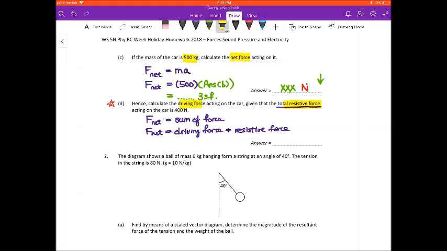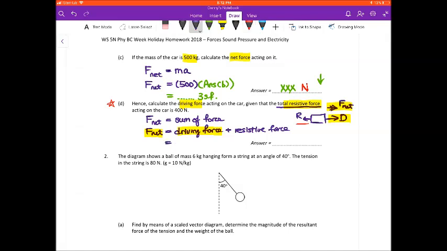If you ask me, the resultant force and the driving force are definitely in the same direction because your car is moving forward. So you will have your driving force and then your resistive force. Your F net and your driving force are in the same direction, so both are positive. How about your resistive force? Your resistive force here is in the other direction.